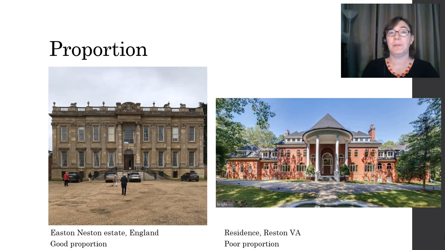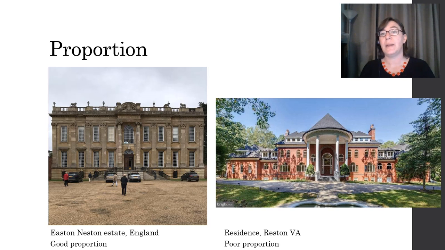Let's look at some examples in architecture. Here on the left, we have the Easton Neston Estate in England, an example of good proportion. And now remember, we're looking at the facade here, or this elevation, and looking at the individual elements of that elevation and how they relate to each other.